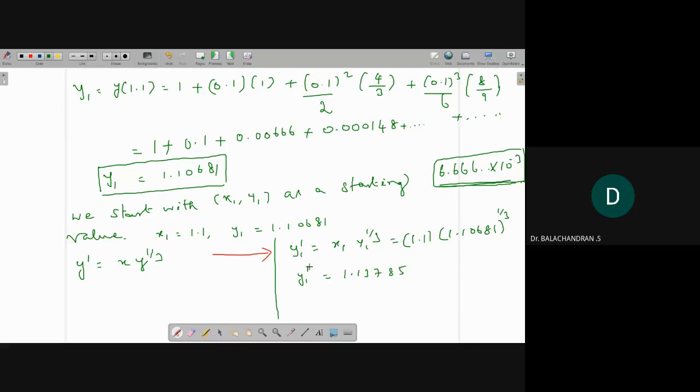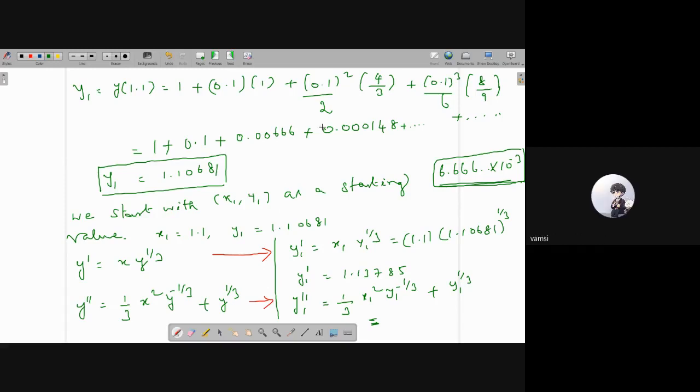Okay. Next, y double dash. I'll write directly y double dash because we already calculated it. That is 1 by 3 x square y power minus 1 by 3 plus y power 1 by 3. So y1 double dash is equal to 1 by 3 x1 square y1 power minus 1 by 3 plus y1 power 1 by 3. So simplify and tell the final answer.